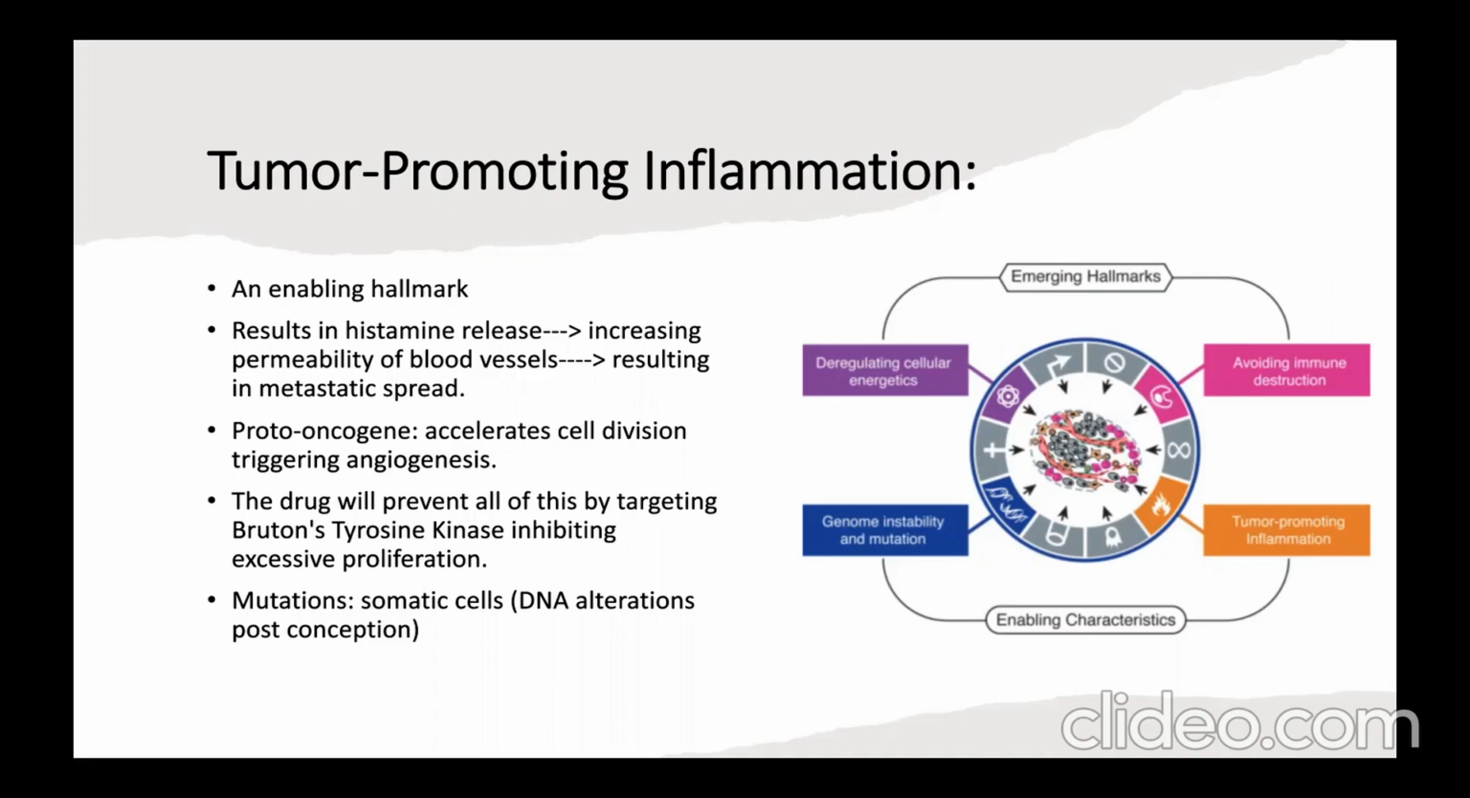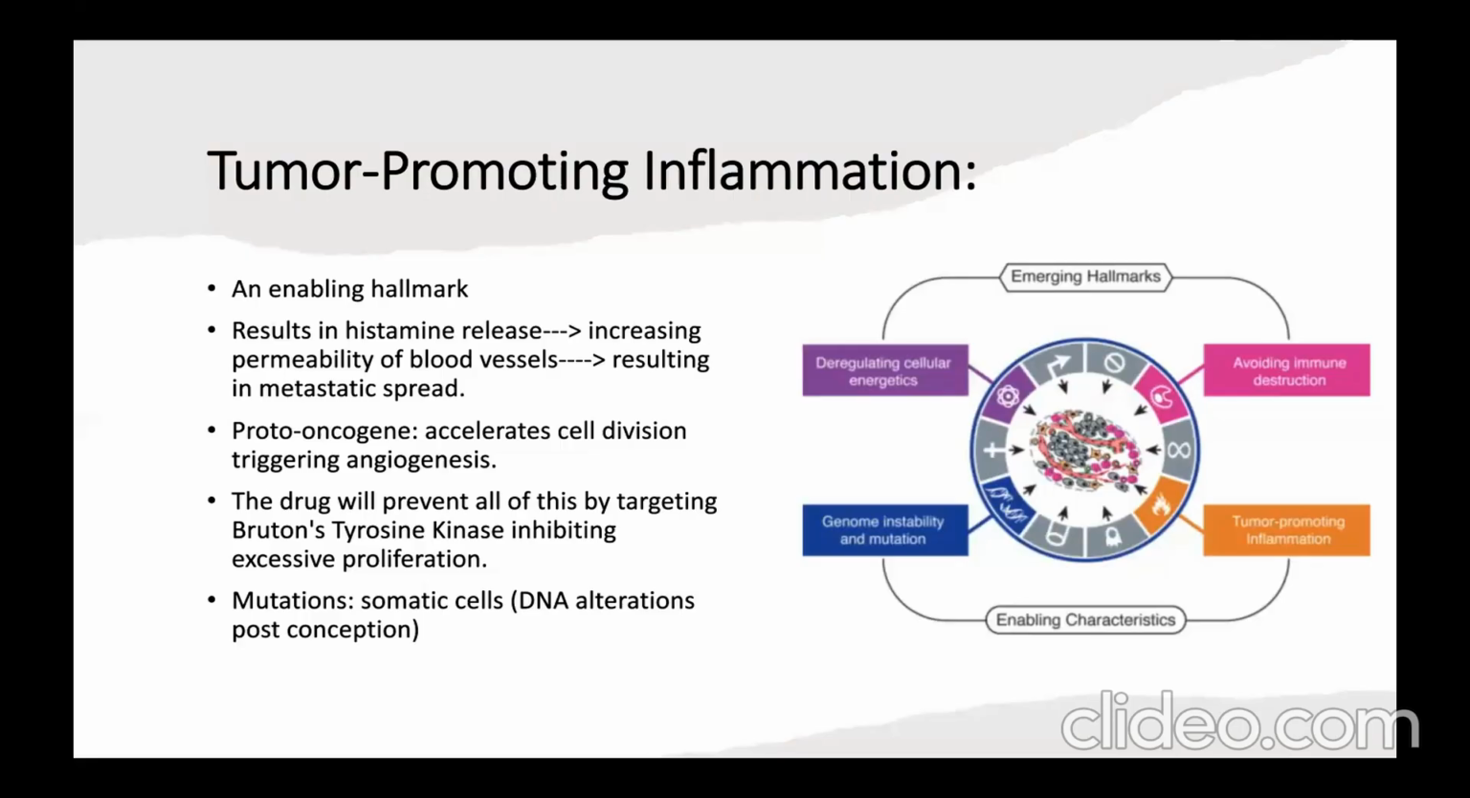Metastatic spread is when parts of the original tumor begin to spread to other parts of the body. This further indicates that this is a proto-oncogene because it will accelerate the cell division, which will trigger angiogenesis, which again is the development of new blood vessels, which will then increase the metastatic spread because the blood vessels will grow and will cause inflammation and spread towards other organs or areas of the body. So the goal again is to target the BTK and inhibit the excessive amount of proliferation that occurs when the tumor promoting inflammation is targeted.